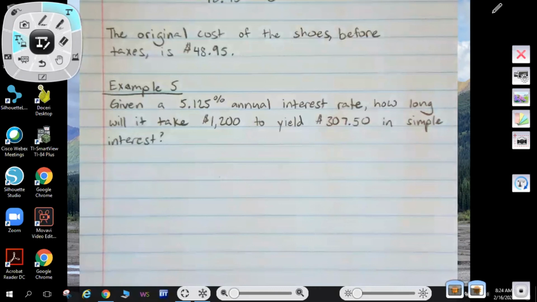5.125% annual interest rate. How long will it take $1,200 to yield $307.50 in simple interest?